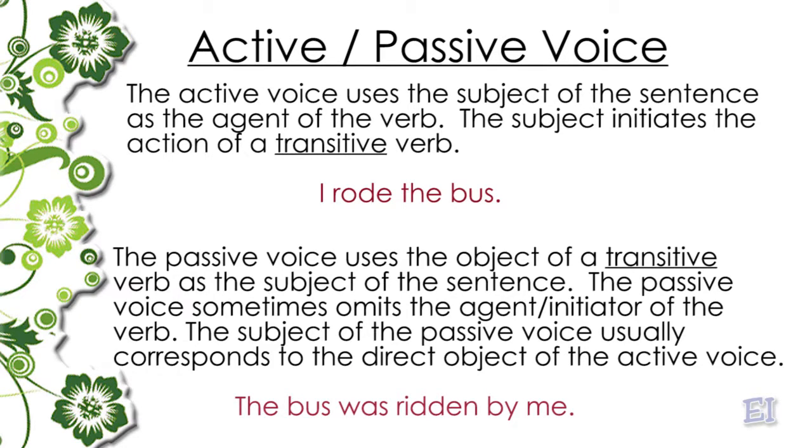So then what's the passive voice? The passive voice uses the object of a transitive verb as the subject of the sentence. The bus was ridden by me. The bus becomes the subject. Was ridden is the passive voice verb, and by me. Notice the object and the subject of the two sentences switch places. Also note that the verb tense does not change. Both sentences are in the simple past tense.